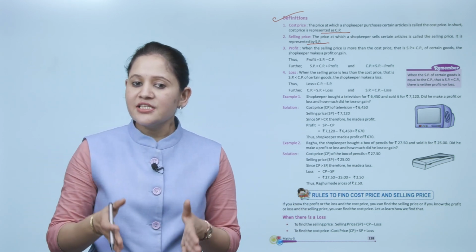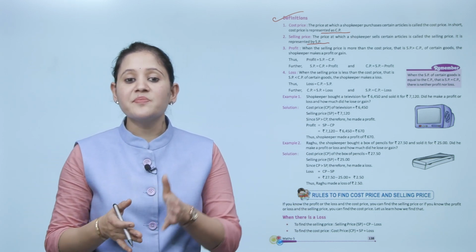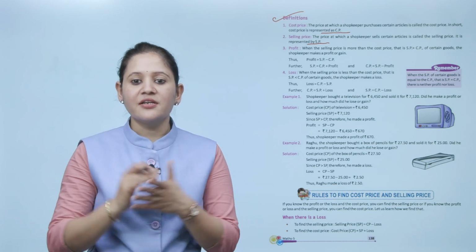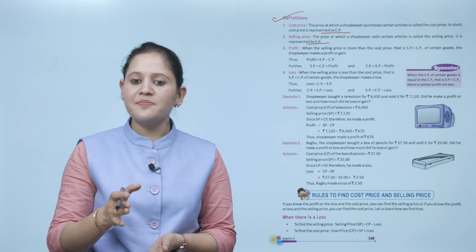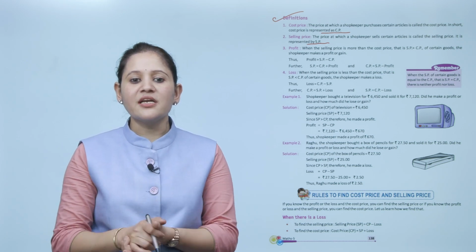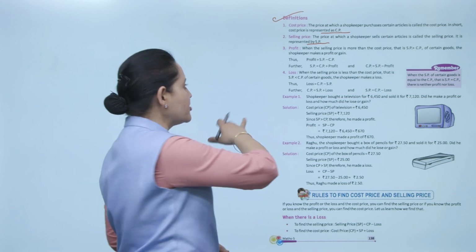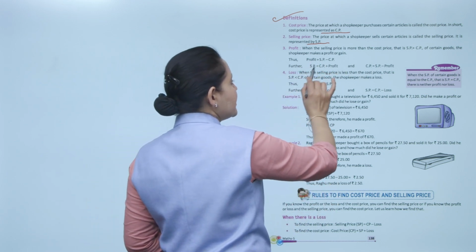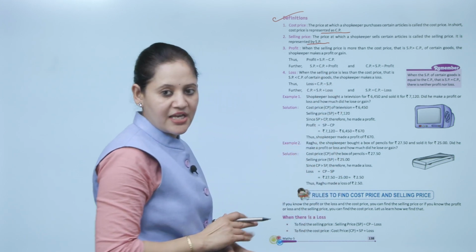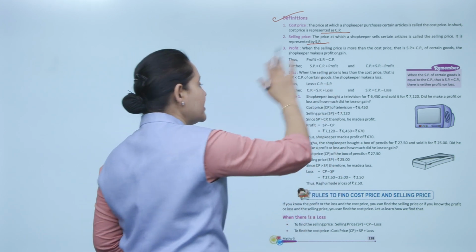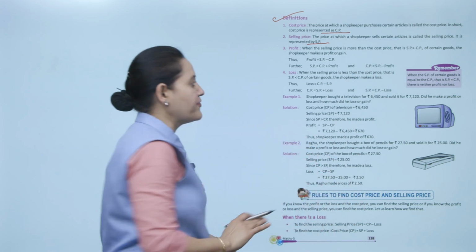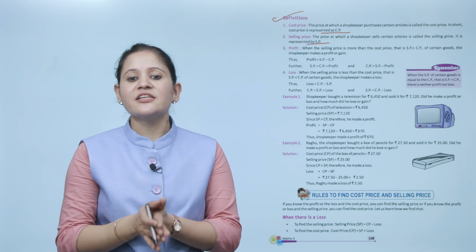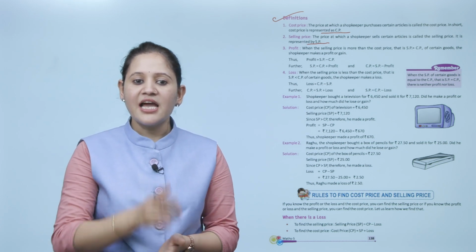Profit: when the selling price is more than the cost price, means the price at which he is selling is more than the price at which he bought that article. That means SP should be greater than CP, and on the certain good the shopkeeper makes a profit or gain. Profit equals SP minus CP. SP equals CP plus profit, means cost price plus profit, and cost price equals SP minus profit when profit is given. Clear?